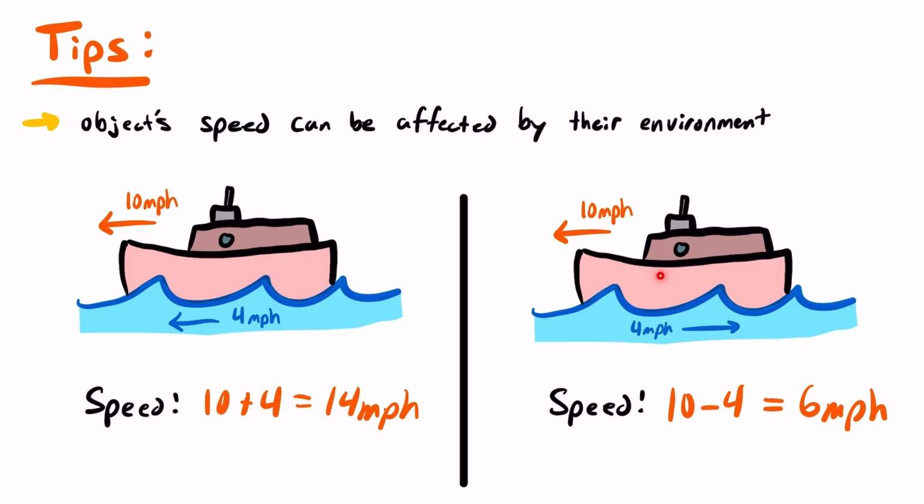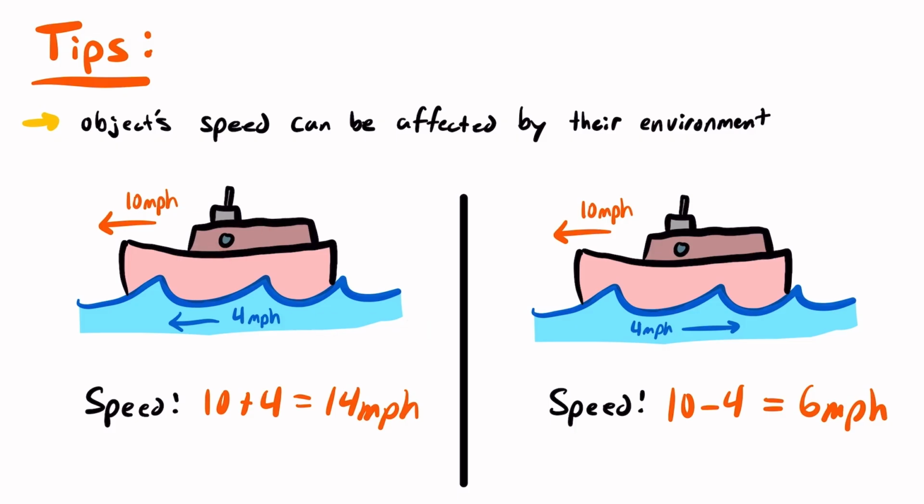But if they're in opposite directions, then you subtract the speed of the current, or whatever else is affecting your object, from the actual speed of the object. And notice that in each case, if the boat turned off its motor, meaning that it would not have a speed of 10 miles per hour in this direction, it would just be 0 miles per hour and not heading in any direction. If that was the case, the boat would still move because of the water current.